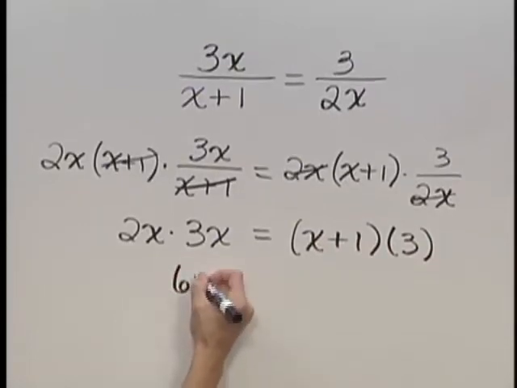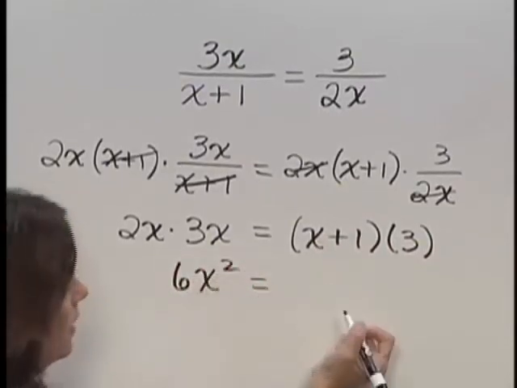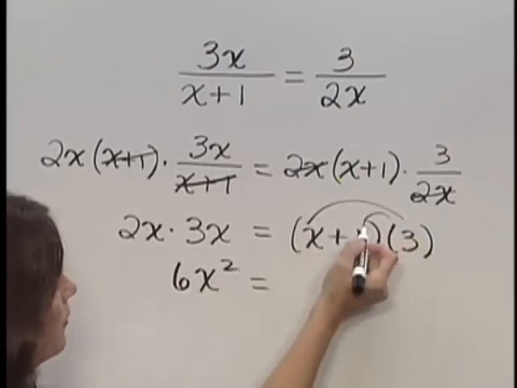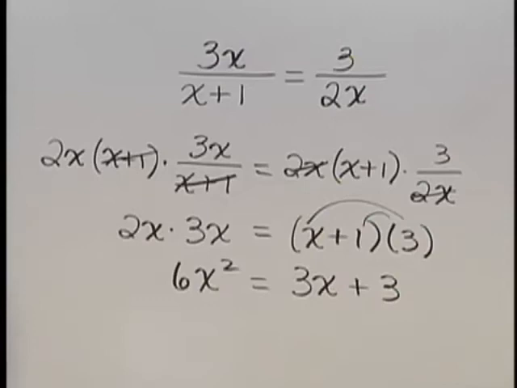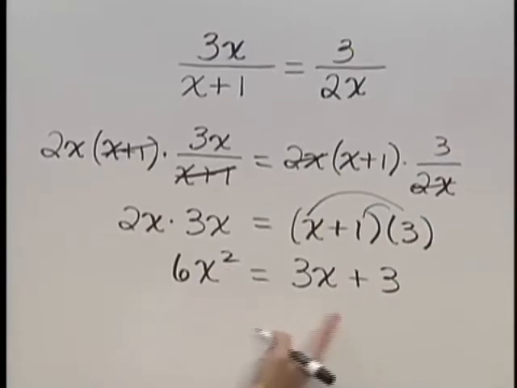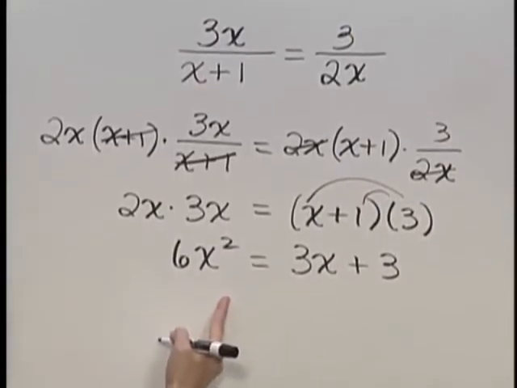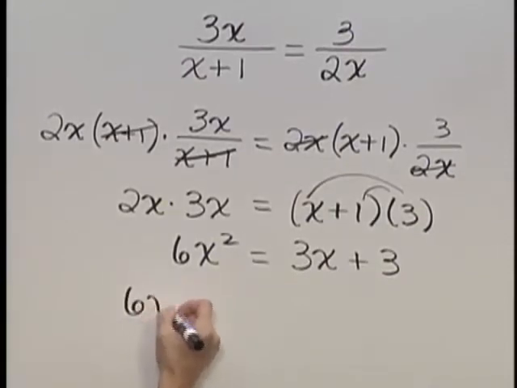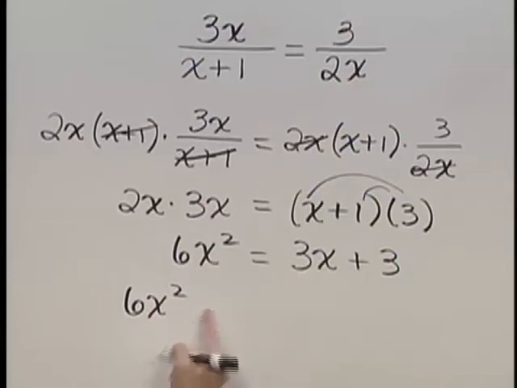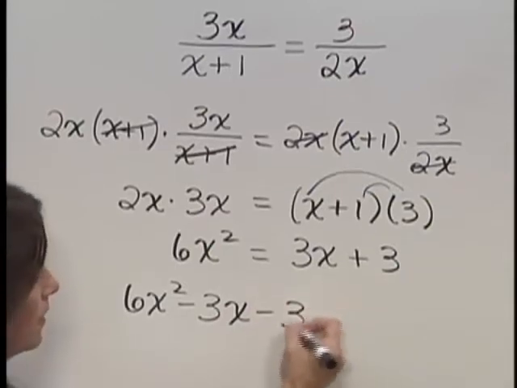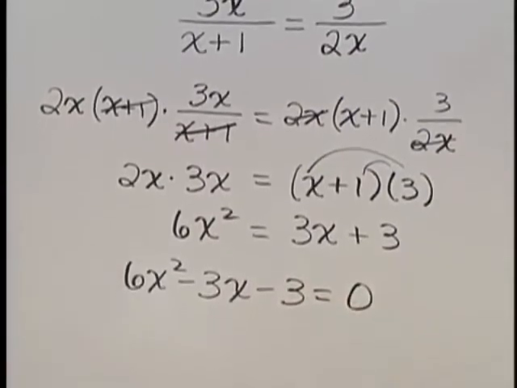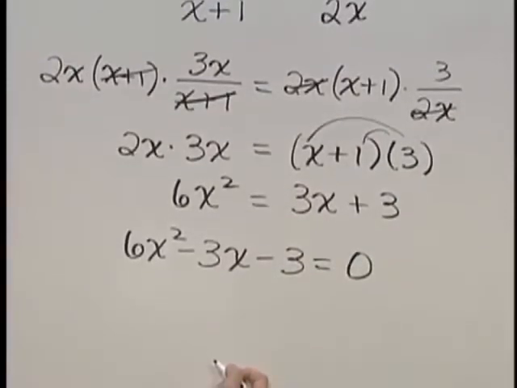Now let's multiply. On the left, we have a 6x squared. On the right, distributing the 3 gives 3x plus 3. At this point, we've got a quadratic equation. Let's put it in standard form by moving everything to the left. Write this then as a 6x squared. Let's subtract 3x from both sides, giving a minus 3x on the left side. Subtract 3 from both sides, giving a minus 3 on the left as well, set equal to 0.